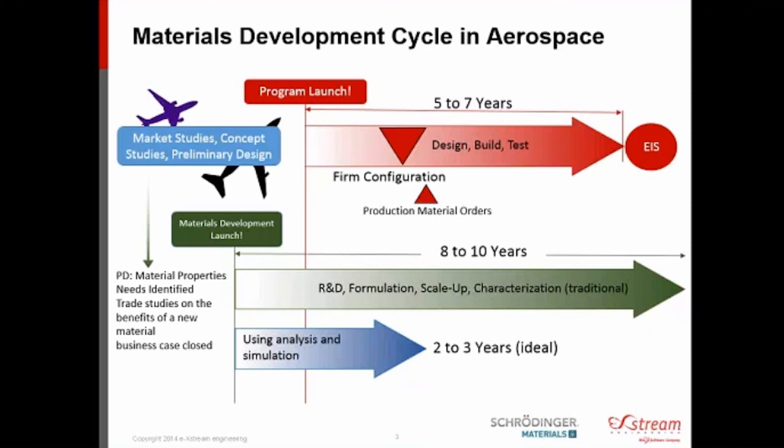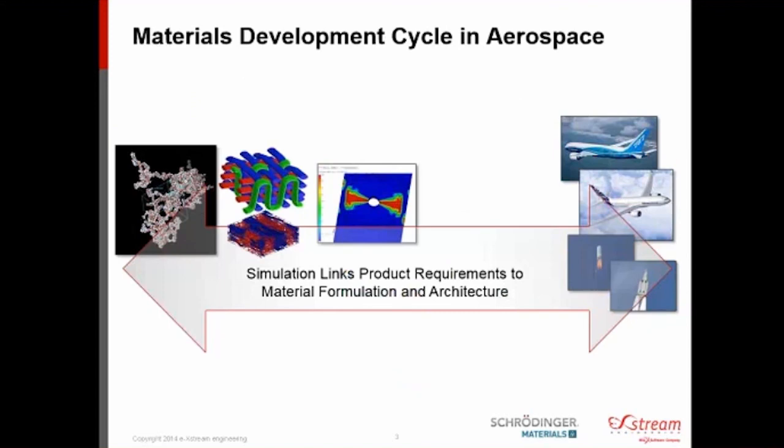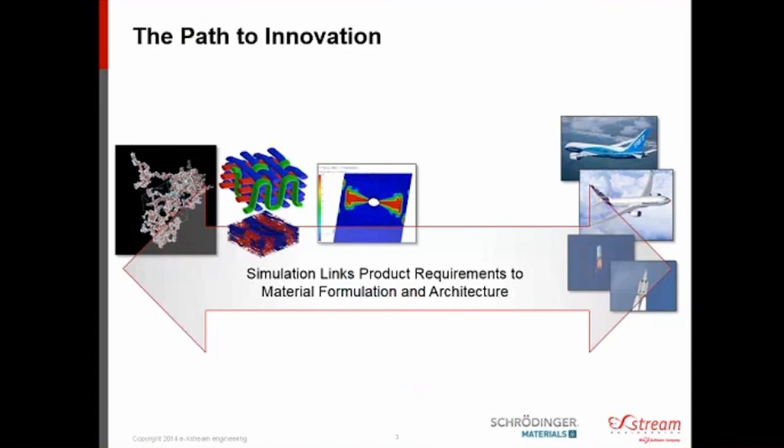So using analysis and simulation, we look to shrink that development and materials development cycle down to 2 to 3 years, which would be ideal, which would make it fit into this process in time for firm configuration and production material orders. So what does that look like exactly? I mean, how does this happen? So the requirements and the improvements flow back and forth from the airplane product platform, whether it's an aircraft or a spacecraft, and then back through the resin formulation that supports the laminate performance.